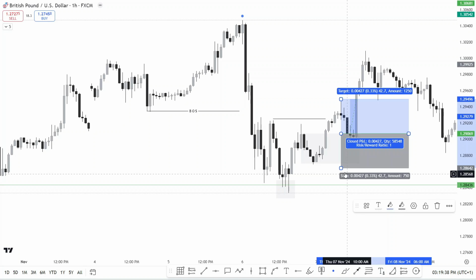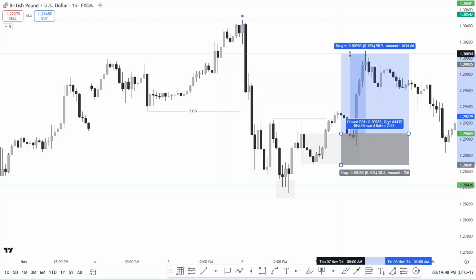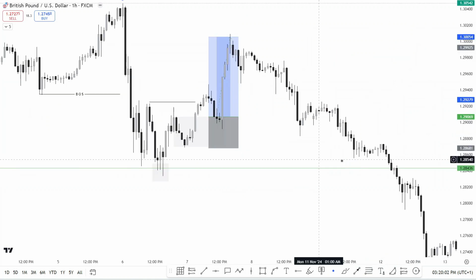So you can target your simple 1 to 2 or 1 to 3, which I often do. I target 1 to 3. Of course this is the 1 hour time frame, and I could have gone to a lower time frame, and you will see how we can enter our trades from there. So that's just one of the examples.